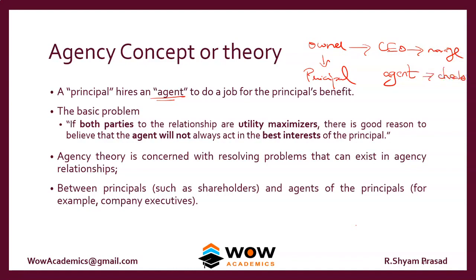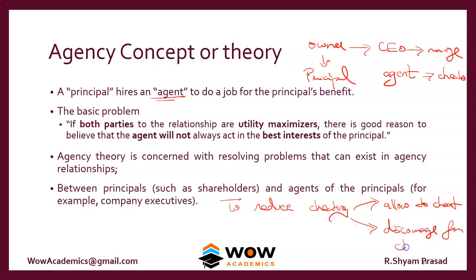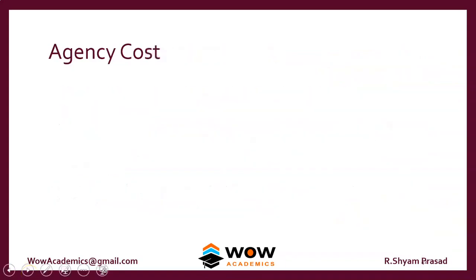Okay, now you have two choices. To reduce the cheating, you have two options. One, allow him to cheat. Or two, discourage him from cheating. But whichever you choose, whether you allow him to cheat or you discourage him from cheating, you incur a cost. So that cost is called agency cost.